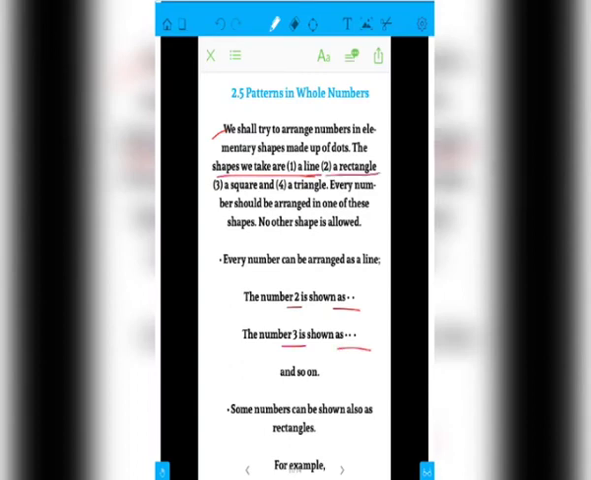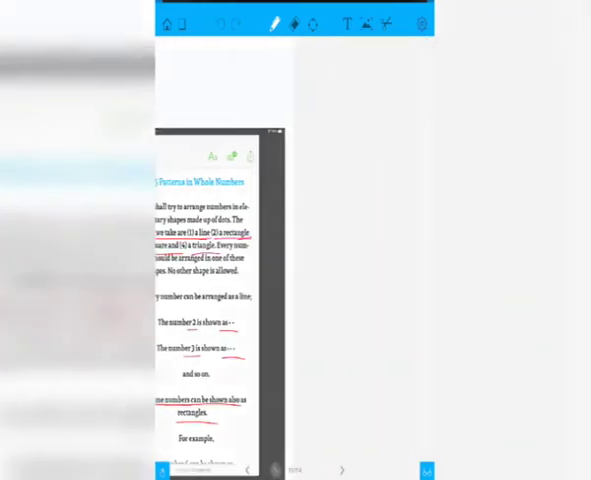The shapes are a triangle, a square, and a rectangle. Every number should be arranged in one of these shapes. No other shape is allowed. Only these shapes are allowed. So some numbers can also be shown in rectangular form.